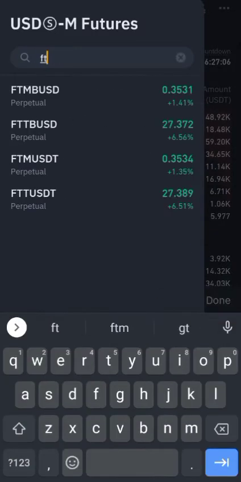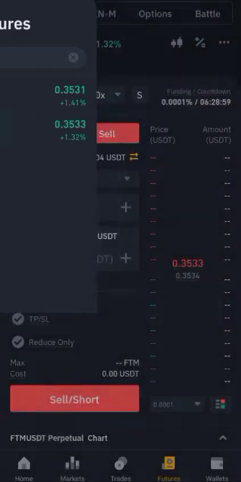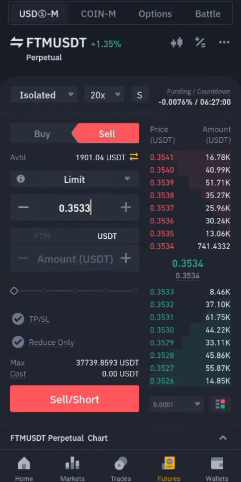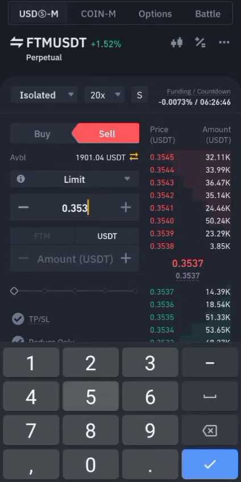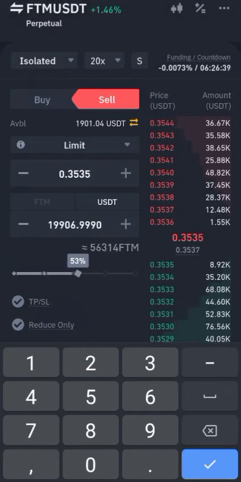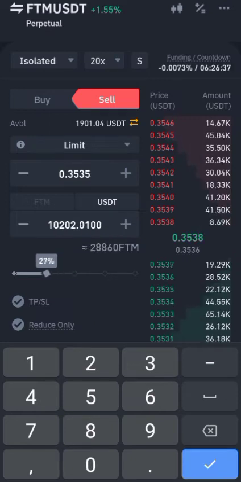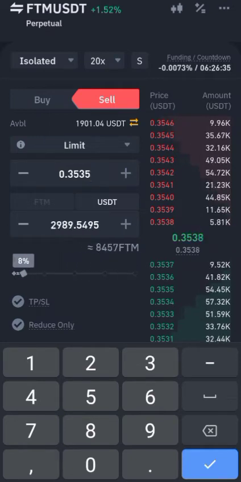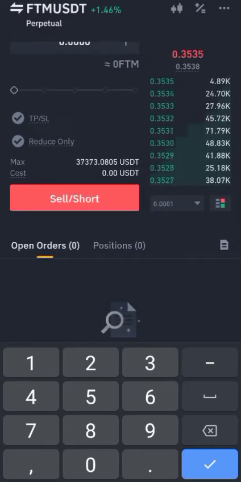Let me quickly use FTM. Let's say Phantom USDT, and then we are trading Phantom, and this is the current price. We say a trade is called, enter Phantom when it is 0.35. So you simply enter 0.335, and that's where you want to buy, and then you choose the amount of money you want to trade with. You can trade with 50% of the money, 20% of the money, or 100% of all your money, depending on what you want to trade with.